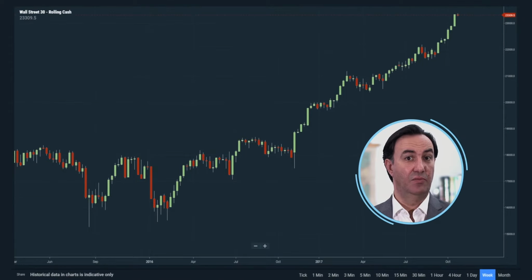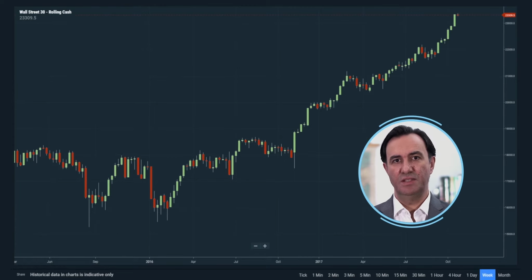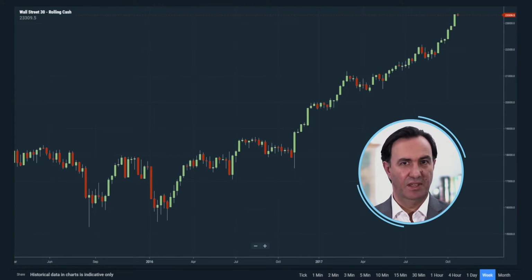Explain how spinning tops and MARUBOZUS provide us with insights into market psychology. Let's take a look at some examples in a real market. This is a weekly chart of the Dow Jones, also known as Wall Street. We can see it's been trending up for about a year.